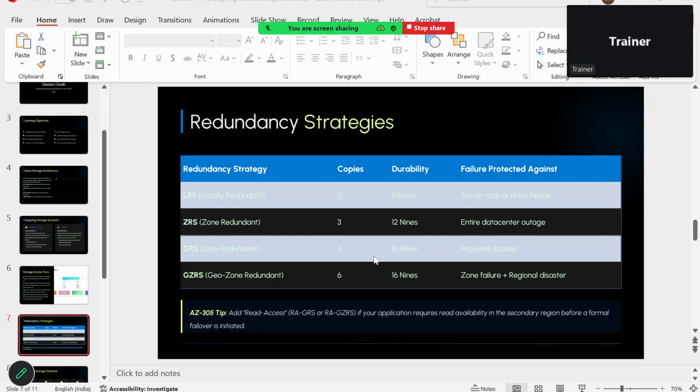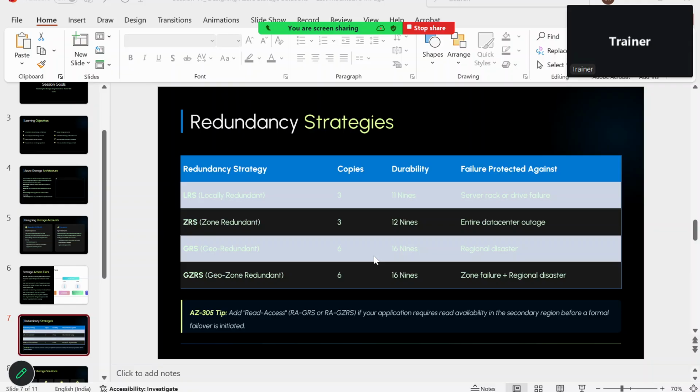Now, what is read access geo redundant storage, which is RA-GRS? Same as GRS plus read access to the secondary region. Its architecture looks like this: the primary region has read-write, then it goes to the secondary region, which has read access. The benefits: DR protection, read access, reporting, analytics. For example, a user can read from the secondary region even when the primary region is healthy.